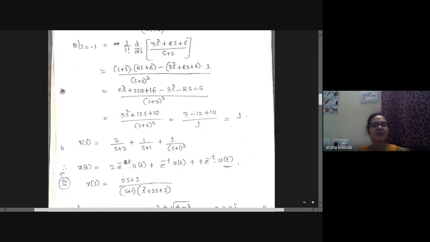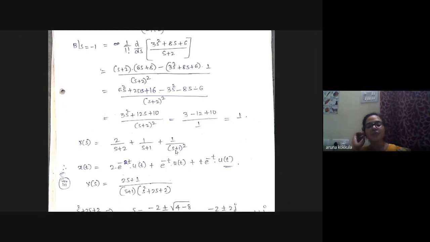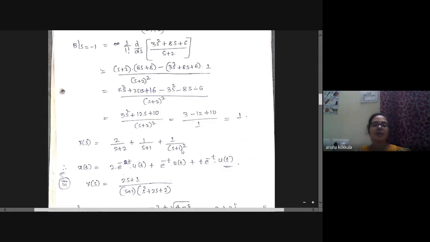After getting all the coefficients, apply the inverse Laplace transform, that is 2 into e power minus 2t into u of t plus e power minus t into u of t plus, because it is 1 by s plus 1 whole square, we got the result as t into e power minus t into u of t. So because the multiple poles are there, your function is multiplied by t.